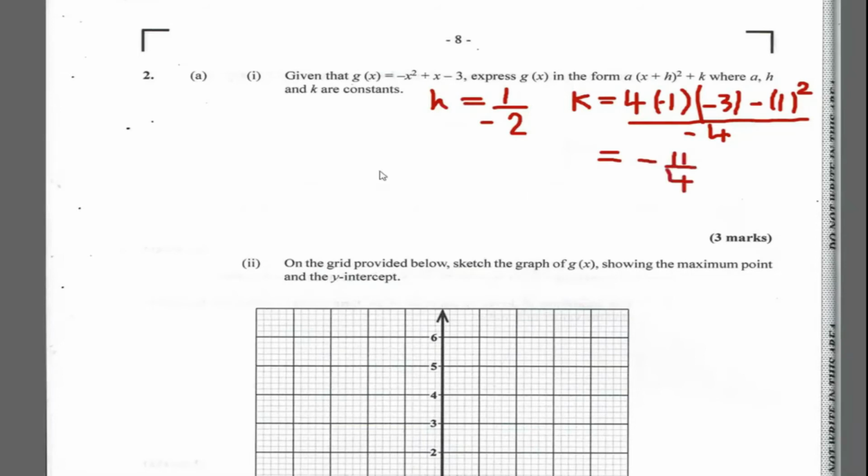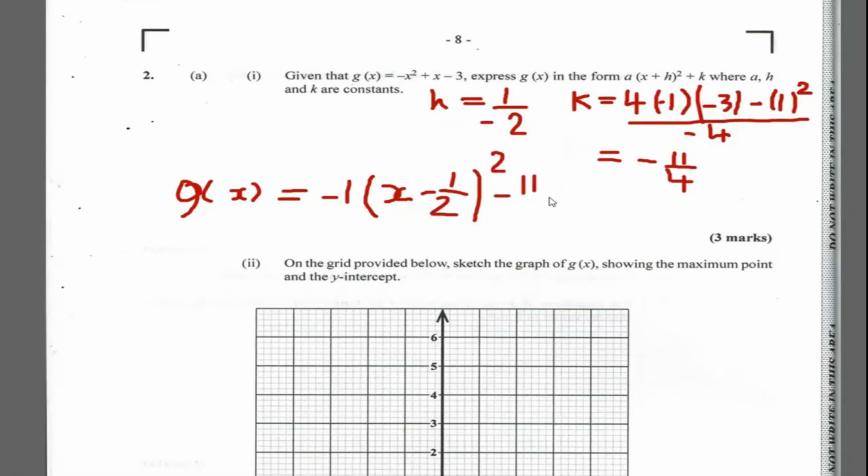So then what I'm saying to you is g of x is equal to a, which is negative 1, in bracket x plus h. So this becomes x minus a half, squared, plus k, which is minus 11 over 4. So this is g of x in vertex form.